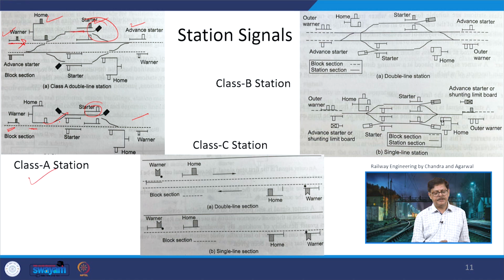When you talk about the class B stations, for a double line system, the outer warner, home, starter, advanced starter, they are again in the same position.